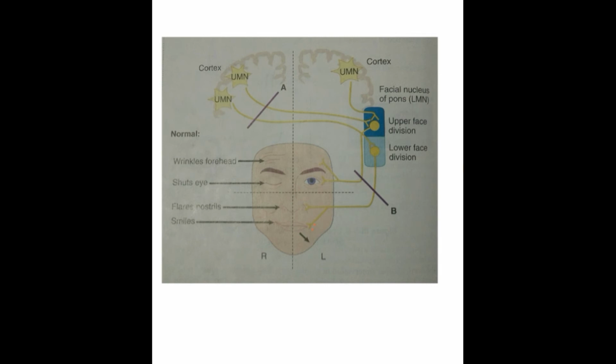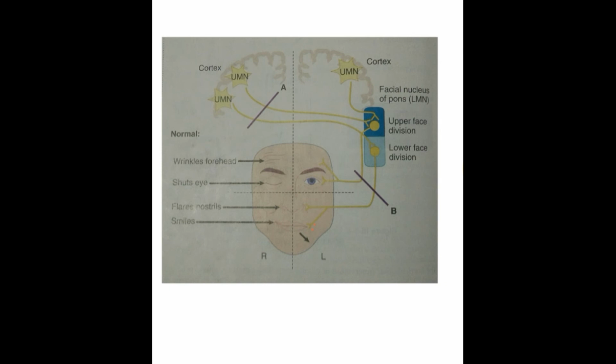Now, what will be the signs and symptoms? The patient is unable to wrinkle his forehead, unable to shut his eye or flare his nostril or smile, or there is drooping of the corner of mouth. So I can say that when I lesion the lower motor neurons, I am seeing ipsilateral paralysis of facial muscles. So with lesion of lower motor neurons of cranial nerve 7, there is ipsilateral paralysis of facial muscles, and this is known as Bell's palsy.